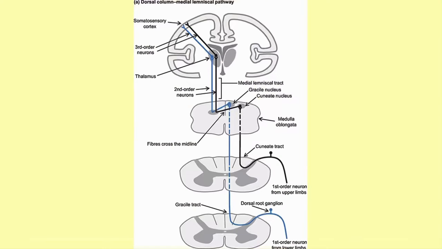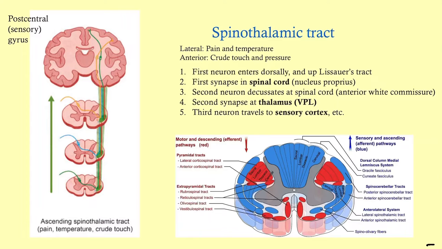This is just another way to look at it here. Notice that we have our first neuron that goes all the way up to the medulla, and then we cross over. Those are your arcuate fibers. And then we continue going up to the cerebrum. We stop at the thalamus. We have another synapse there. And then we go to the somatosensory cortex from the thalamus. And this is VPL.